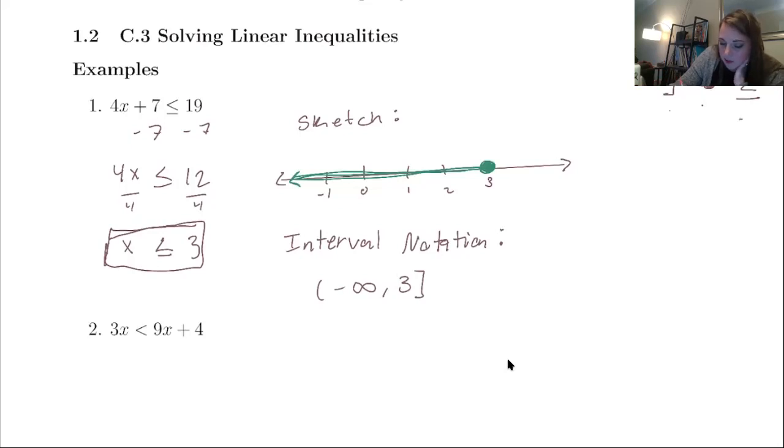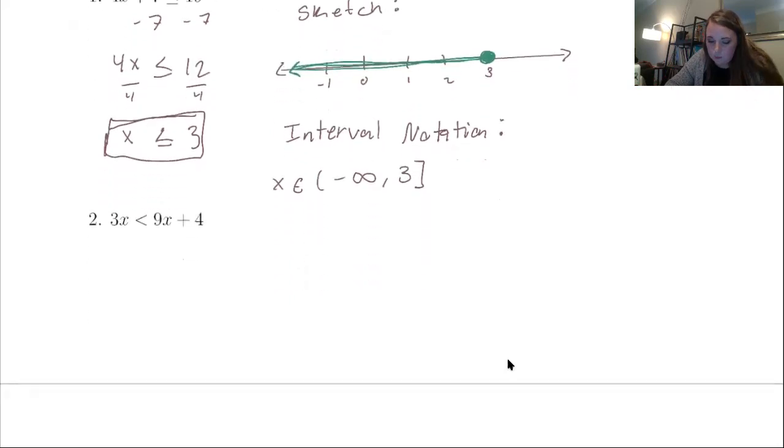Sometimes people will write x is an element of this. I think the website might do that. That's just a heads up, this weird E means an element of, so x is just in there. But this is how you write interval notation. All right. How are you feeling so far? Great. Awesome. So moving on.